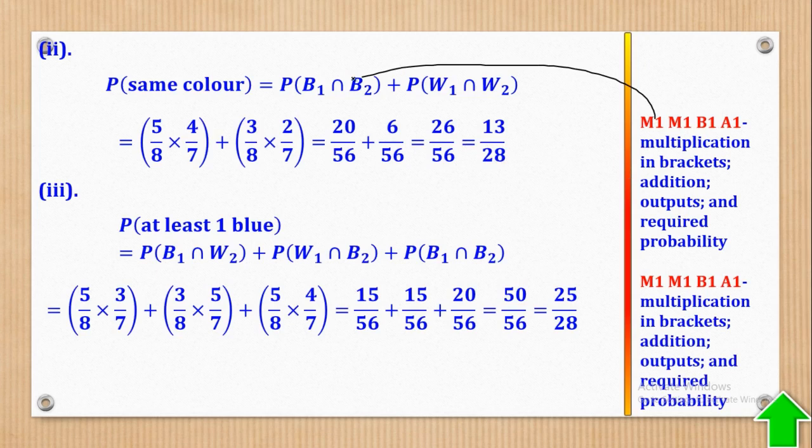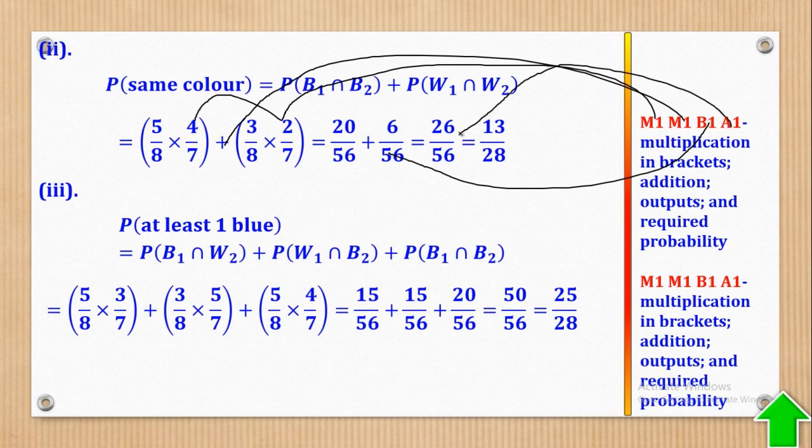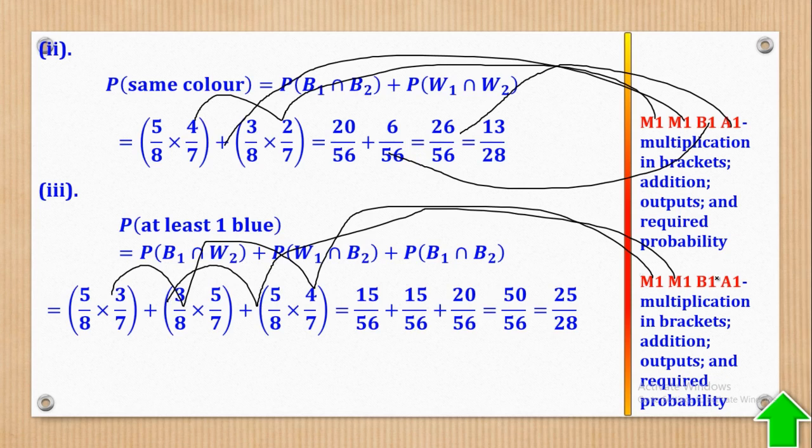So this M1 is for these multiplications, M1 for this addition, B1 is for these outputs, and A1 is for this answer. Still here, M1 is for these multiplications, M1 is for these additions, B1 for these outputs, and A1 is for this answer.